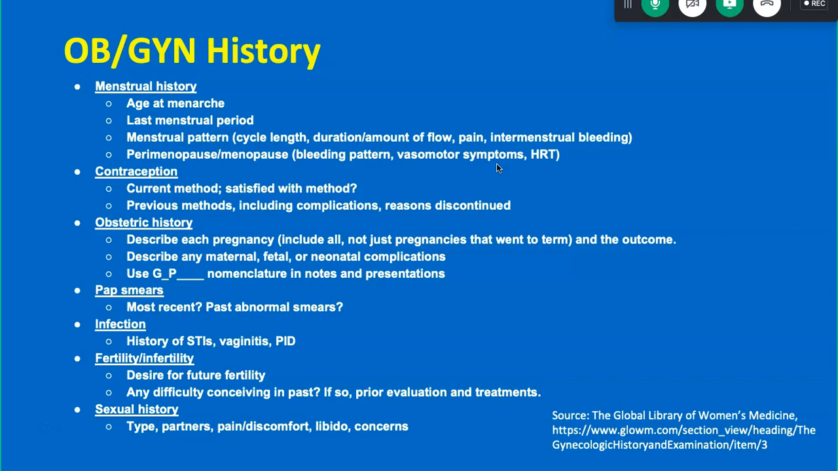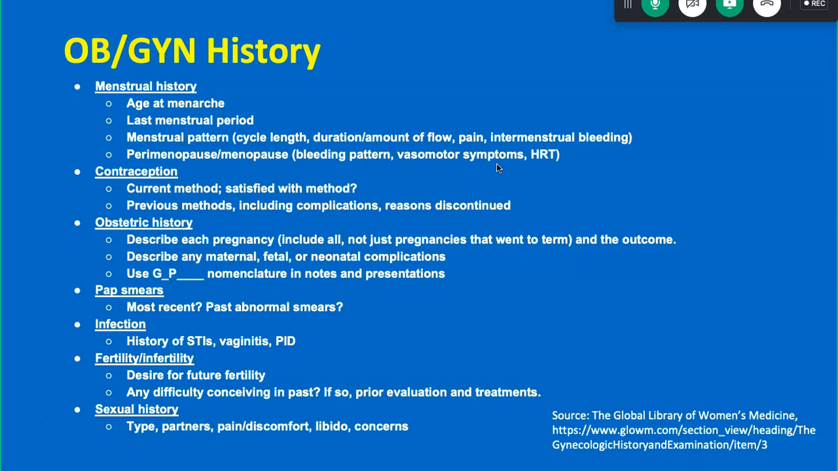You also want to understand if this patient is perimenopausal or postmenopausal. And if so, you want to understand their bleeding pattern, if they have any vasomotor symptoms of menopause, and if they're undergoing or have undergone hormone replacement therapy.